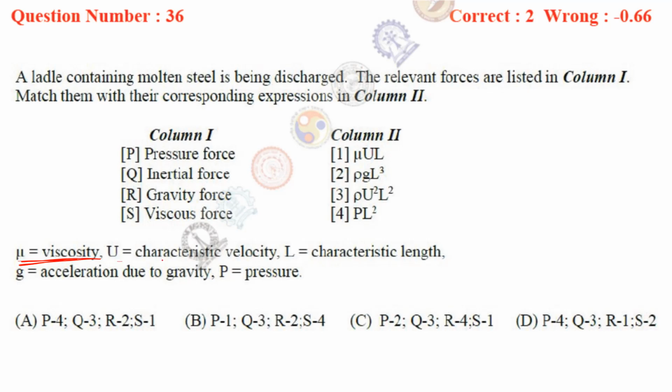Characteristic velocity has nothing but the unit of velocity, meter per second. Characteristic length has the unit of meter. Viscosity has the unit of Newton second per meter square. Okay, G is acceleration due to gravity. P is pressure. So you need to find the different relations, like different forces.